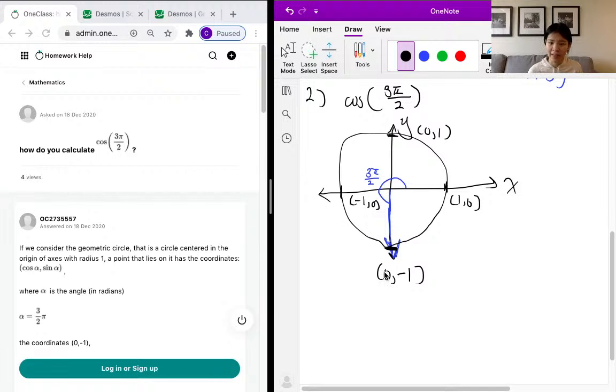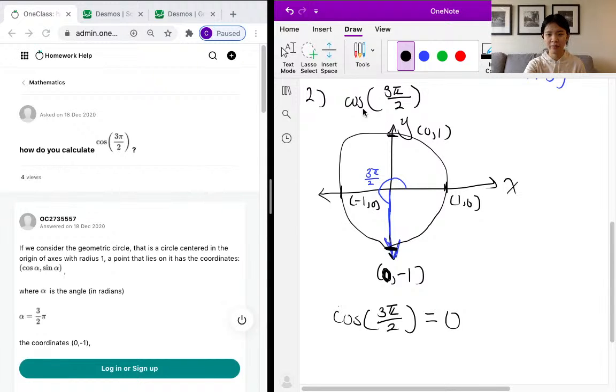Cool. So we also know that in the unit circle, the value of x is the same as the value of the cosine. Since the value of x over here on the unit circle is 0 at 3 pi over 2 radians, the value of cosine is also 0 at 3 pi over 2 radians. So the value of cosine of 3 pi over 2 is just equal to 0. And this is how we arrive at our answer based on our information about the unit circle.